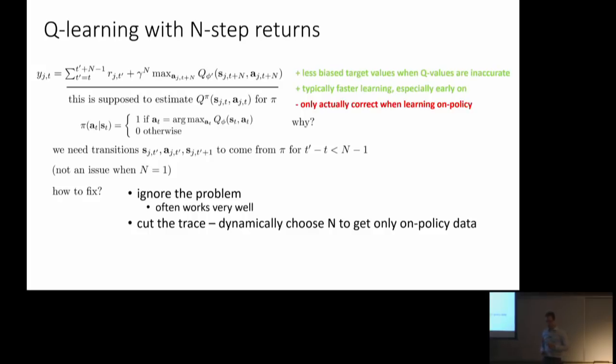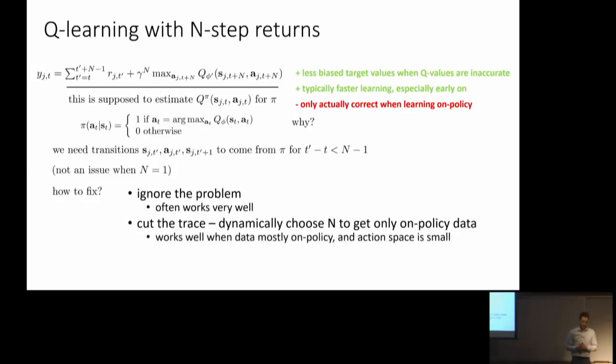Was there a question? Yeah, it doesn't seem to really work if you have a stochastic policy. So the question was, this doesn't seem to work if you have a stochastic policy. That is true. Of course, in Q-learning, you always have a deterministic policy. So Q-learning is trying to estimate the value of a very particular policy, this one. And this one is always deterministic.